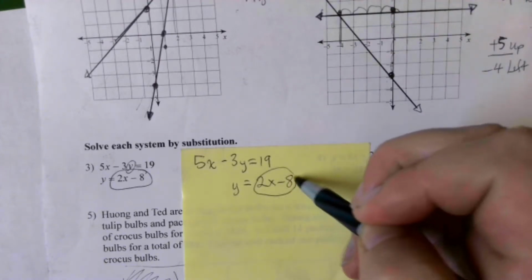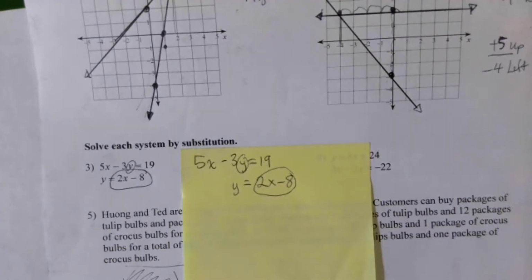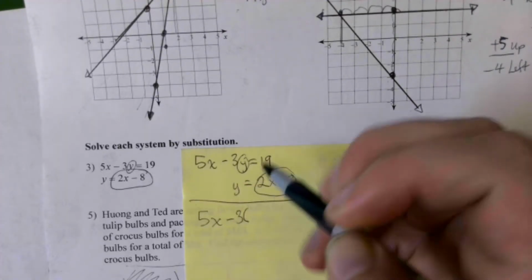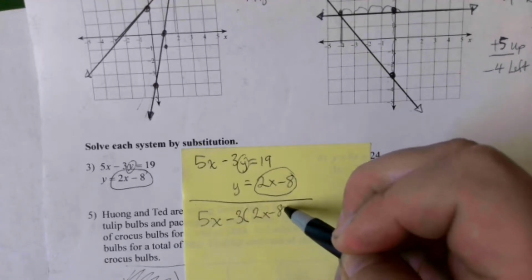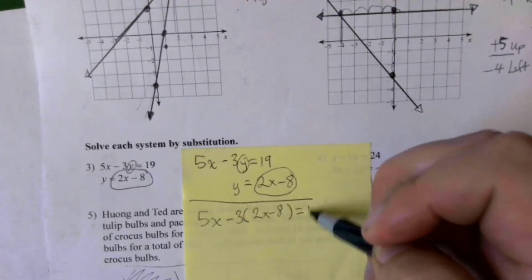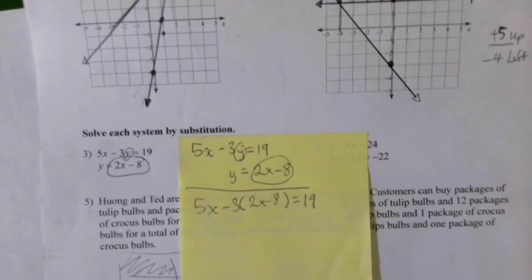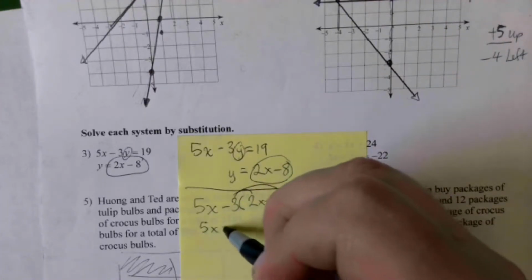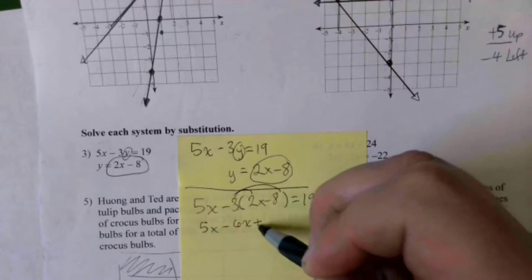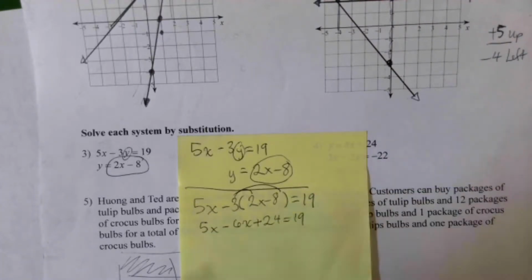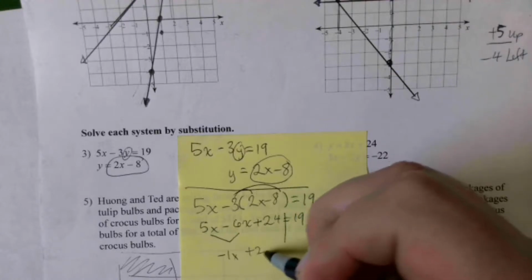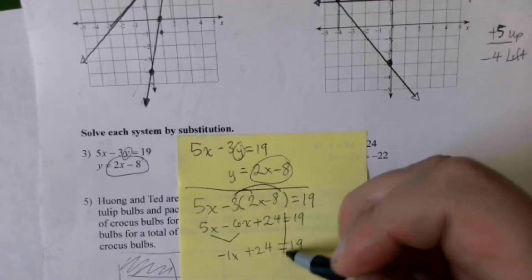So what we're going to do is we're going to plug this in for the y. Substitution because we're plugging it in. 5x minus 3 times 2x minus 8 equals 19. And then we're just going to use the distributive property. Multiply. 5x minus 6x plus 24 equals 19. Combine like terms. -1x plus 24 is equal to 19.